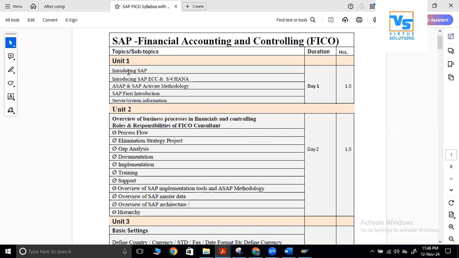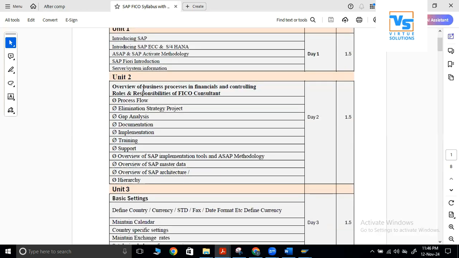Like introduction to SAP, introducing SAP ECC, S4HANA, ASAP and SAP Activate Methodology, SAP Theory Introduction, Server or System Information, Overview of Business Process and Financial Accounting and Controlling, Roles and Responsibilities of FICO Consultant. Process Flow, Gap Analysis, Documentation, Implementation, Training, Support.